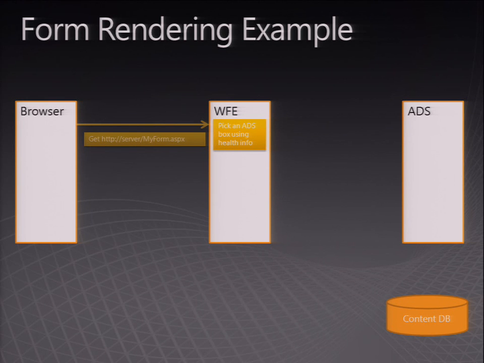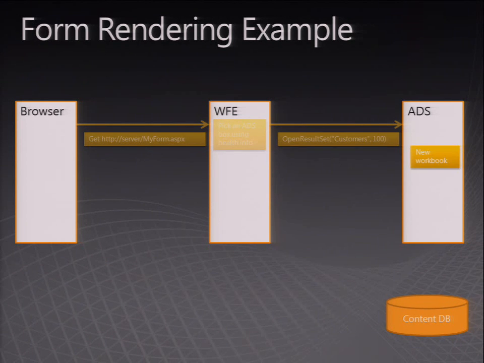Now, I've got an example later on that shows a larger configuration, but you can have multiple Access Data Services boxes in your deployment, and we'll automatically use the load balancing through Excel Services to pick the right box to go to that has the least amount of load. So then we send that request through to ADS. ADS uses a workbook to store the session information in an Excel workbook. And then it runs that query against the content database.